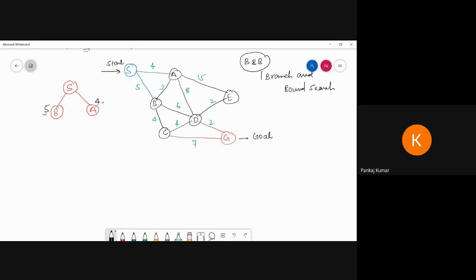Now see, which one is the minimum? Which one is the minimum? So 4 is the minimum. So among 5 and 4, I can calculate which one is the minimum. So I get 4, that means the A value. So I am going to expand the A node, which has the minimum adjacent value.